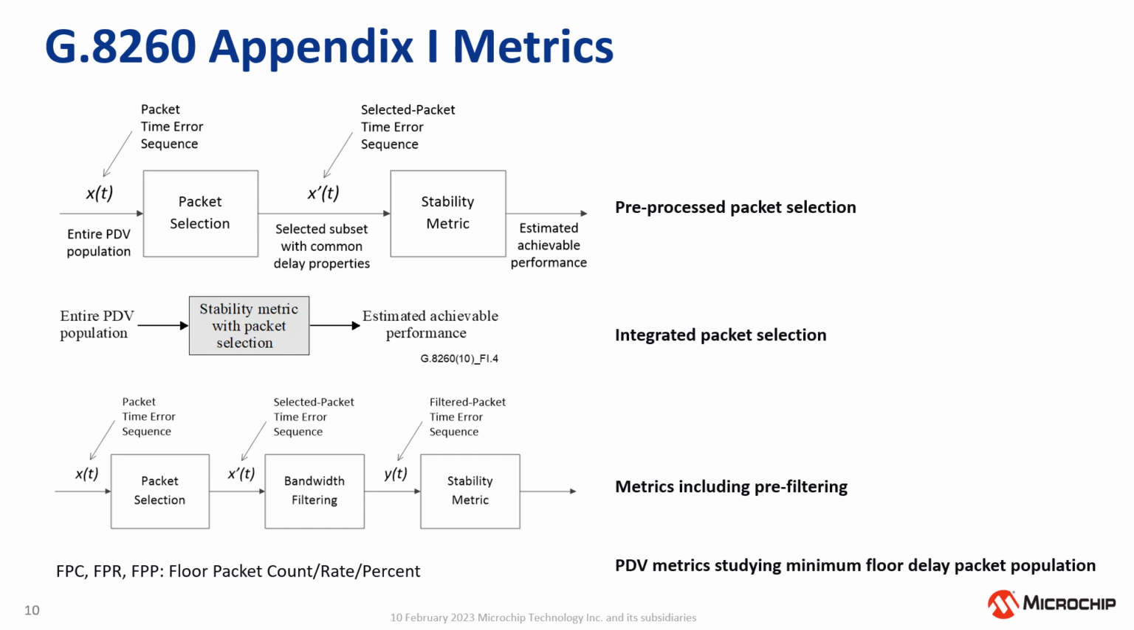Here are some block diagrams summarizing the discussion of the last few slides: the preprocessed packet selection, the integrated packet selection, and another block diagram which incorporates both bandwidth filtering and packet selection.